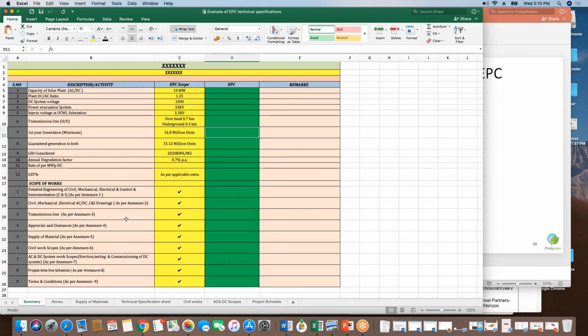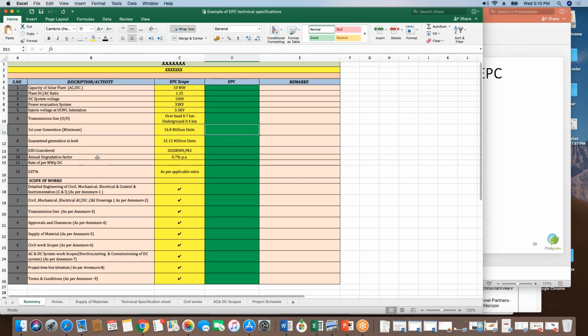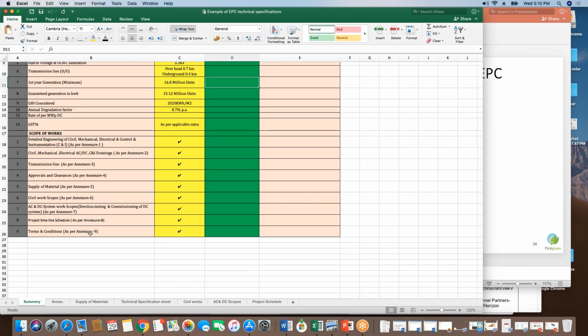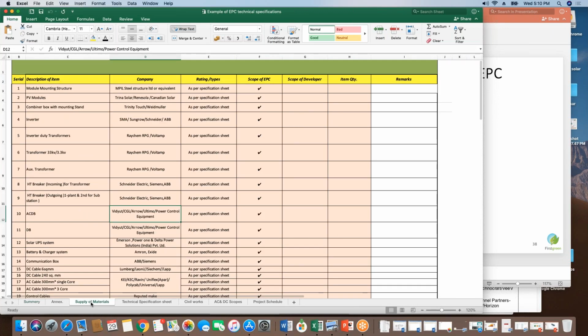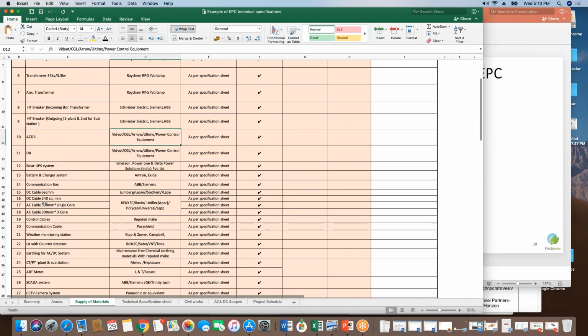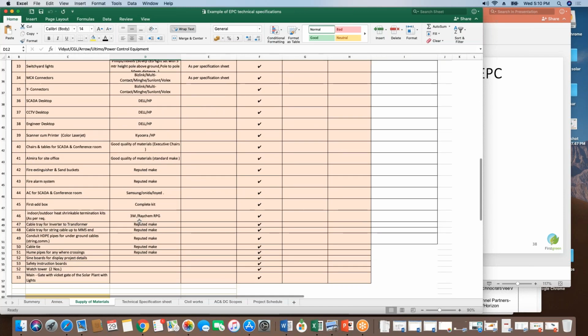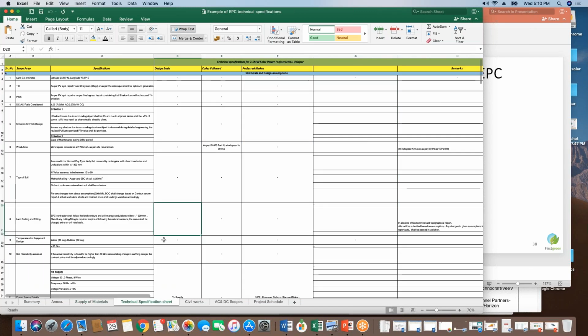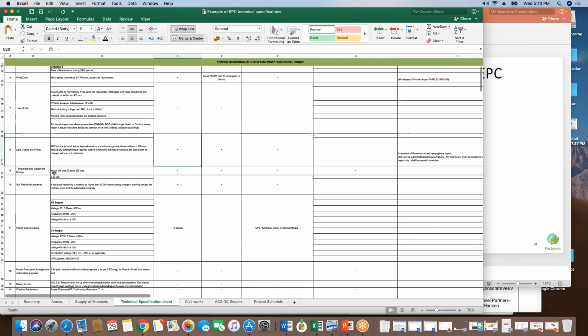Just for the sake of what kind of things are required in the EPC's scope, you can attach these types of things with their contract. Plant specifications, then scope of civil work, and these scopes are separately defined in various annexures. So you can define the supply of various materials we discussed: module, inverter, combiner box, breakers, ACDB, DCDB, and all those items. You can also specify the technical specification of each item you need from the EPC supplier.